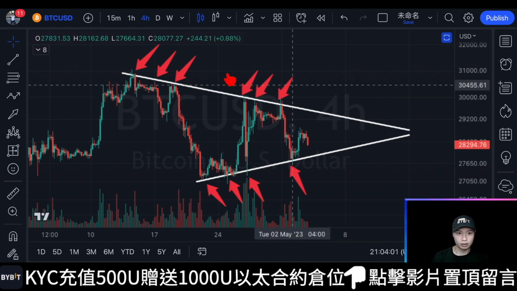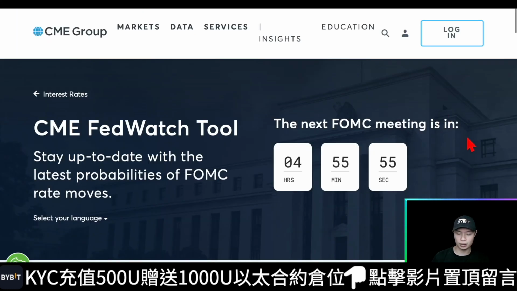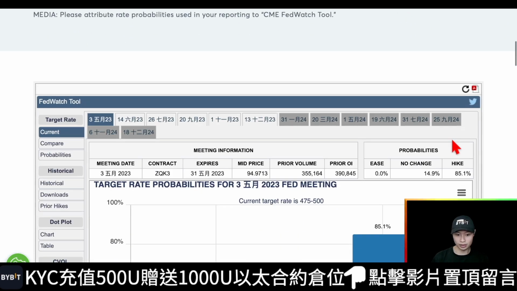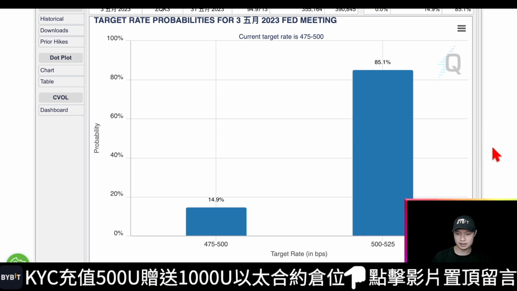Okay, later, after a few hours, at 2 a.m., GMT +8, we will have the next Fed meeting. The expected interest rate hike is 25 basis points, bringing it to 5.25%. Basically, most people will believe that this is the final interest rate of the current rate hike cycle. That means there will be no more rate hikes after this. They will maintain the interest rate and consider the time to start cutting rates.